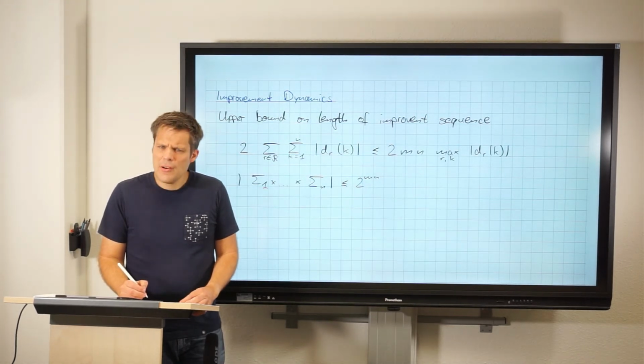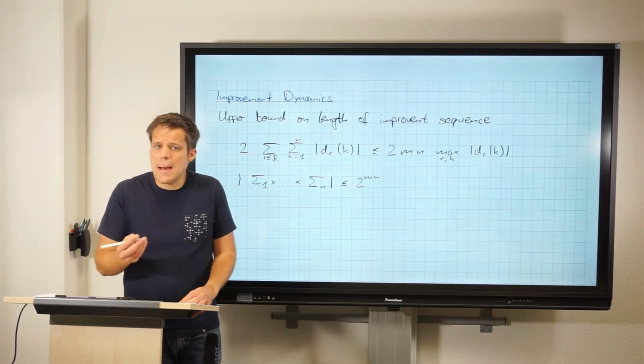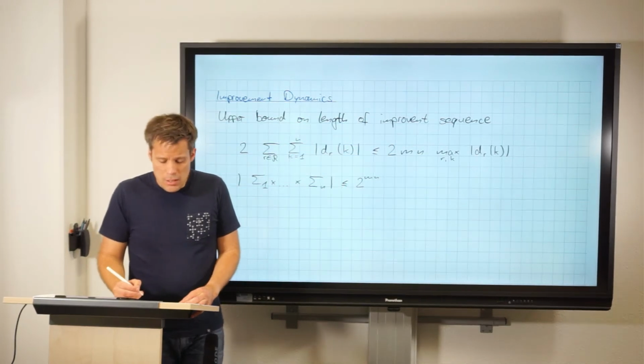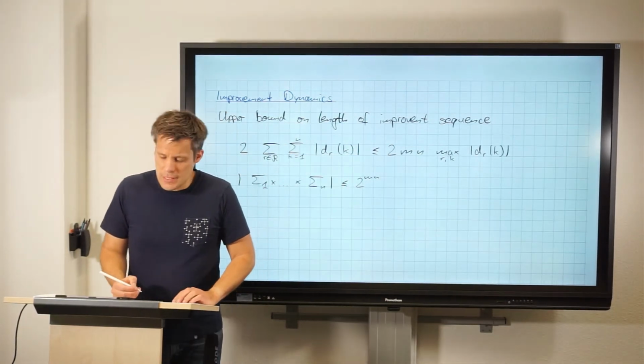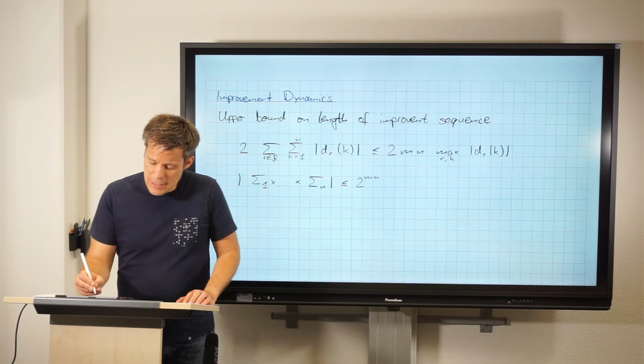So are there actually improvement sequences this long, or is this just a bad upper bound? No, there are actually improvement sequences this long. Let's see this in an example.